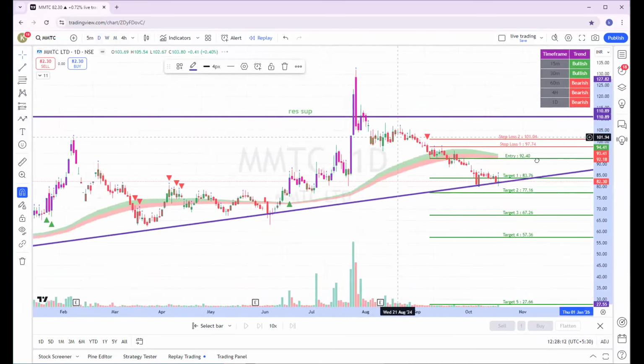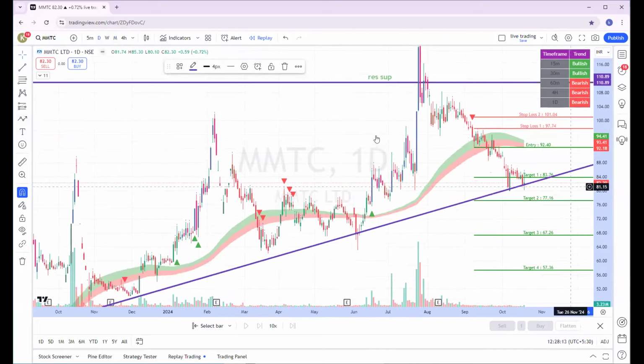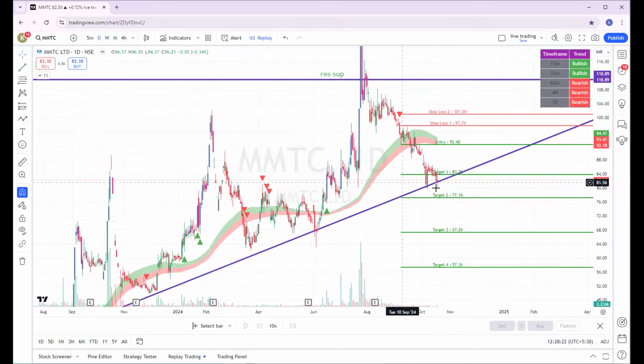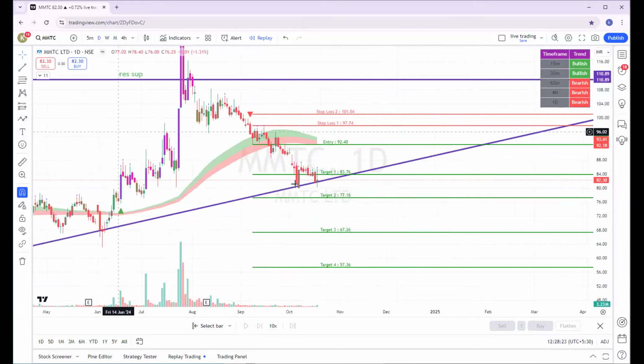But on my daily, I would not enter this, because on my daily the indicator is showing negative. Even though the cloud is green on top, it should be red. There is a strong chance of a reversal from here. This could be like this.